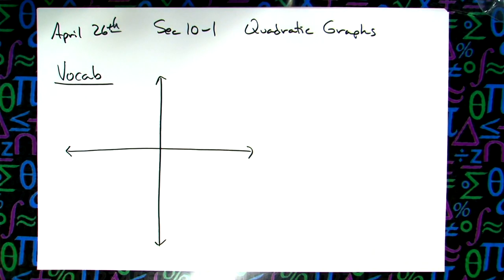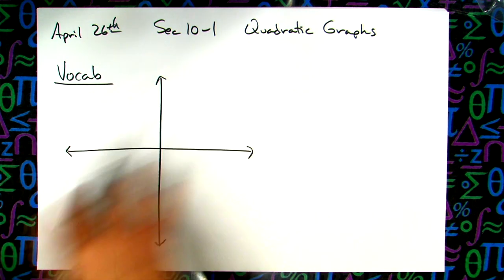We're not going to draw them, we're not going to graph one. I'm just going to do one so that we can put some vocabulary on here. They're going to look like a U. They're either going to be upright or upside down. They can be anywhere in the coordinate plane.